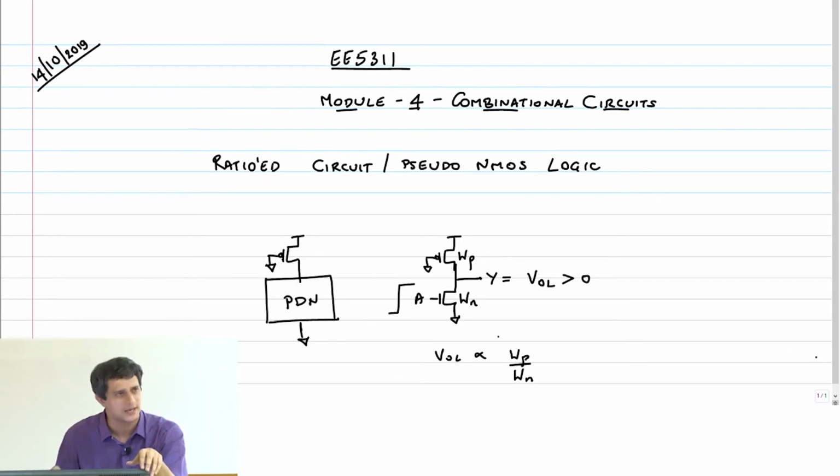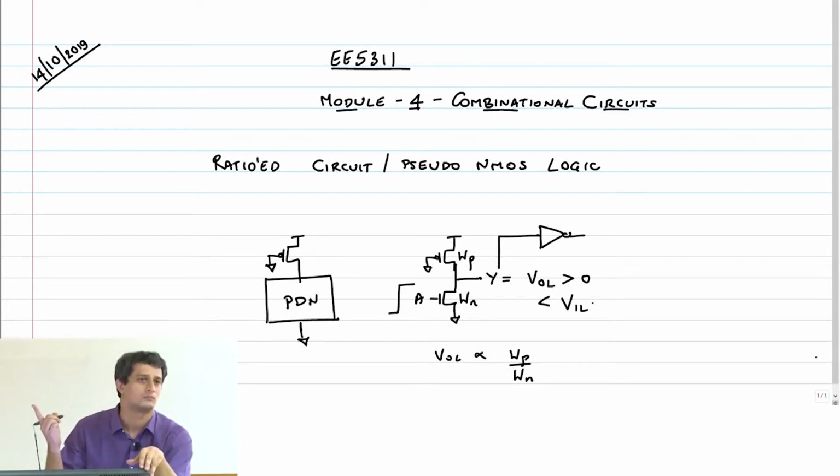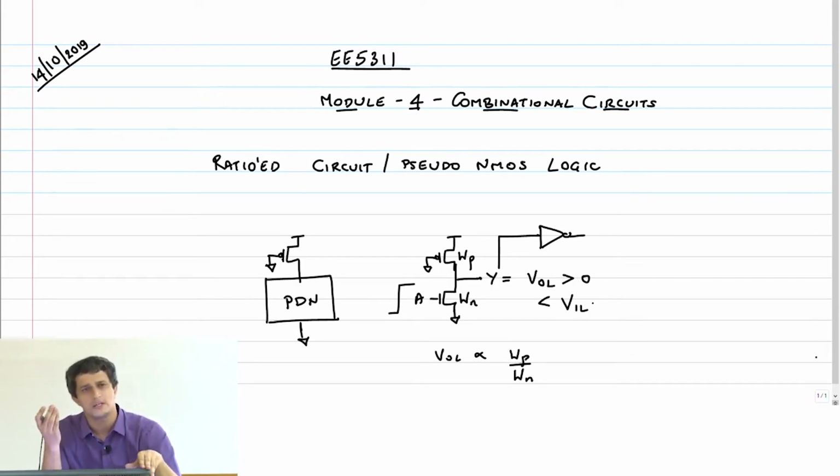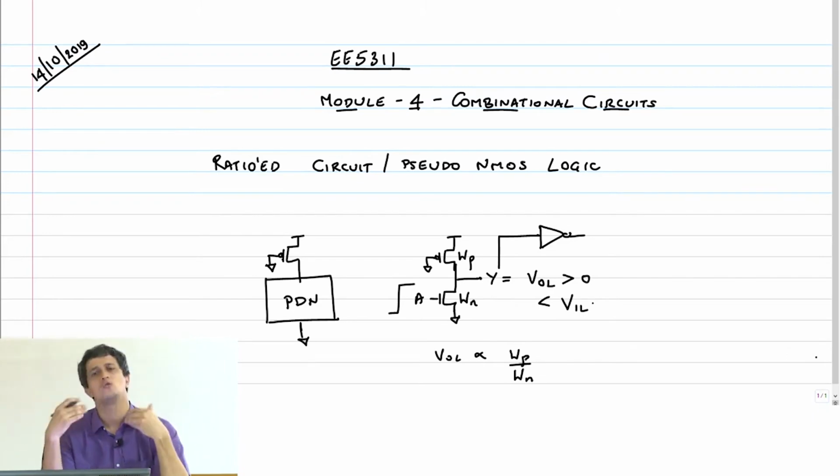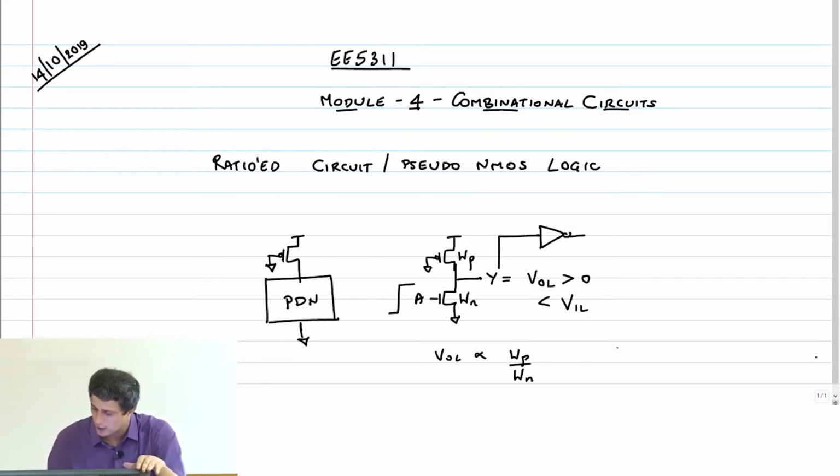Remember that when I cascade this gate to another inverter, in order for this circuit to work correctly, VOL should be less than VIL of the next inverter. Only then it will get recognized as a logic low. So there is a constraint that we have to keep it as low as possible. The way we do it is, I'll give you a specification saying the VOL has to be lesser than some value, like say 0.1 volt. And then you find out what my WP by WN should be. Depending on the spec, let WP by WN equal alpha.